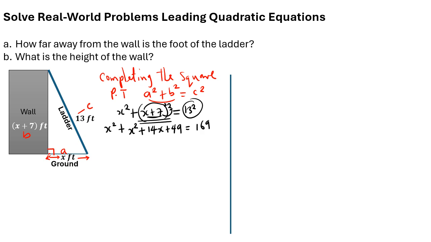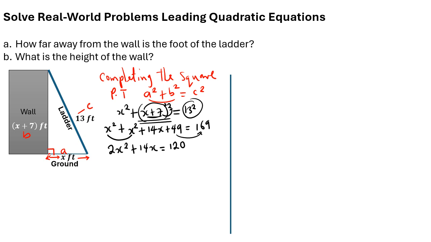So what I can do here is combine like terms. I'll have 2x squared plus 14x. Then I can subtract 49 from both sides because I want the constant number to move to the right hand side. So I'll subtract 49 from both sides, and that's going to give 120. All right, so it's looking good now.